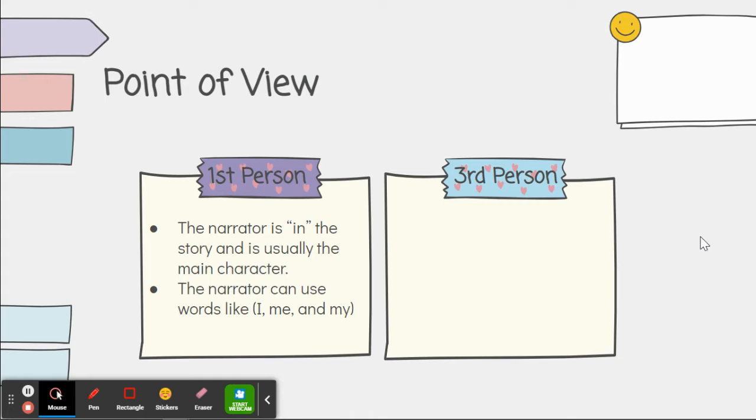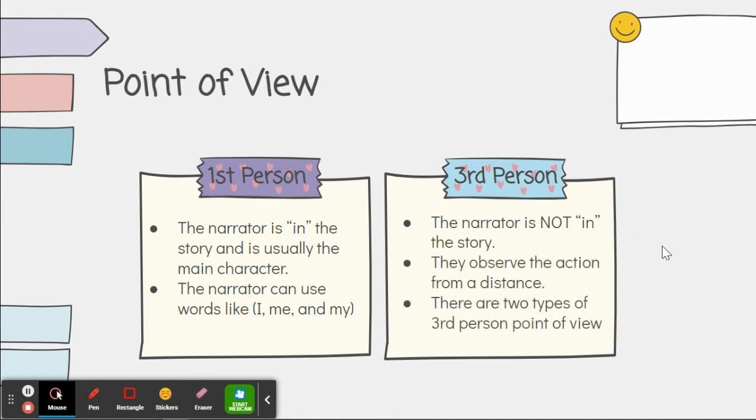Now, third person, you're going to see those words I, me, and my, but a character has to be talking. And then you might think, well, Mr. Radish, how do we know a character is talking? Well, I'll talk about that in a minute when we get to dialogue. The narrator is not in the story in third person, meaning that they're off in the distance somewhere. They're observing from a safe distance, but they are not an active character in the story. They will never refer to themselves when the narrator is speaking, that is. So you won't see those words, I, me, and my.